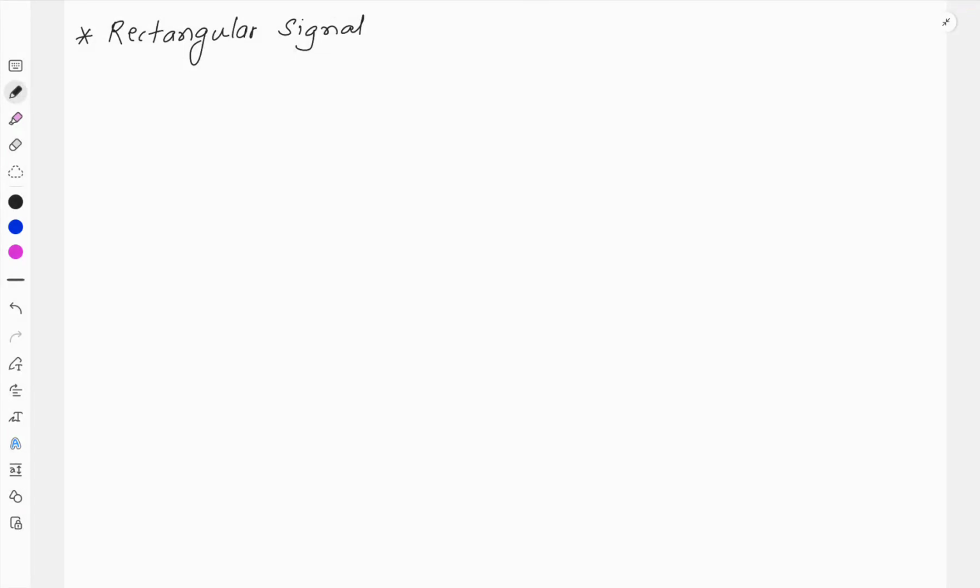In this video, we are going to study rectangular signal. So let us start the representation of rectangular signal in continuous time domain, which is denoted as CT signal. In this domain, we represent signal as x of t, and the equation of rectangular signal is given as A rect of small t divided by capital T.